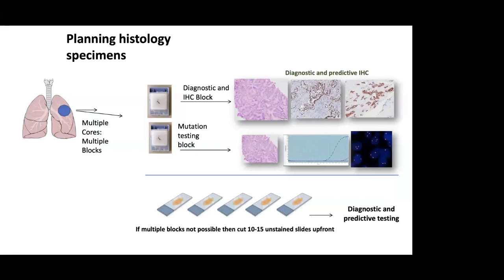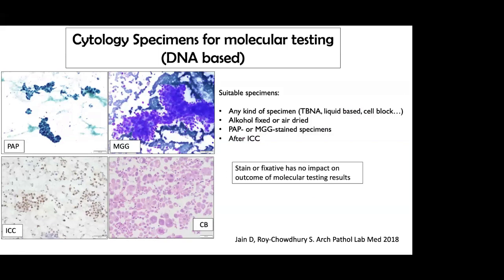If it is a histology specimen, do make multiple blocks or cut multiple slides upfront to use for IHC, to use for mutation analysis, etc. And if you have just a cytology specimen, even not a cell block, then these smears or cytology specimens are alcohol fixed. They are good for mutation testing. PDL1 IHC is a problem in alcohol fixed specimens, but if we have to do mutation analysis, they are good for DNA based testing. Fusion analysis can also be done. And IHC, as I said, is also possible on cytology specimens.